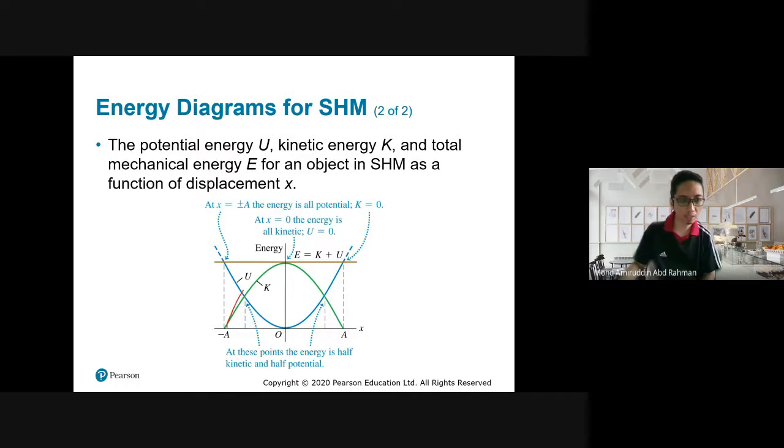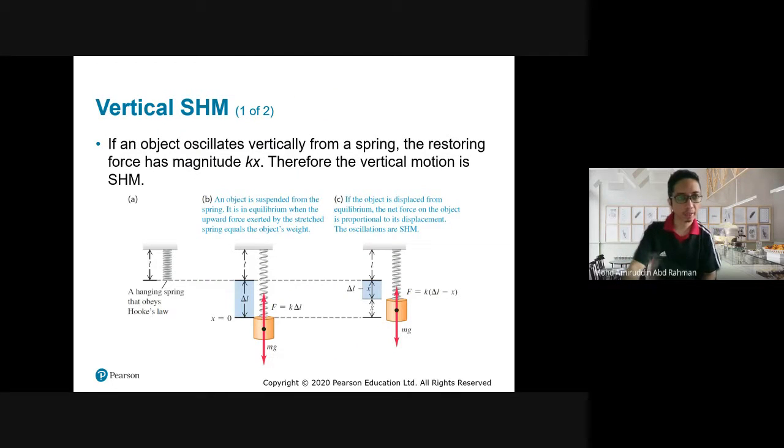So K will be inverted compared to U. K is maximum over here, and then U is minimum over there. So you can look at that. That's the relationship between K and U. And then we have the pendulum and also the spring in vertical motion.